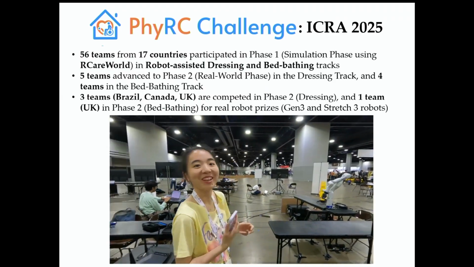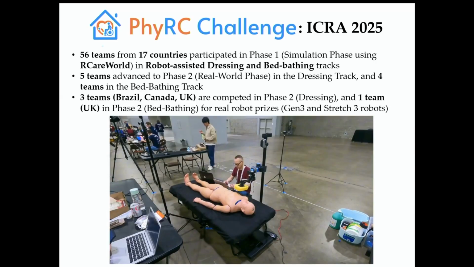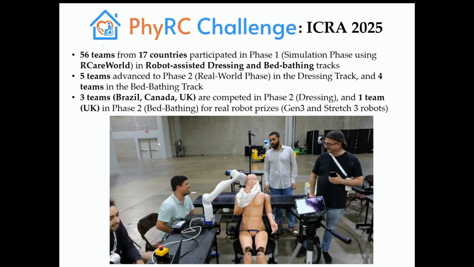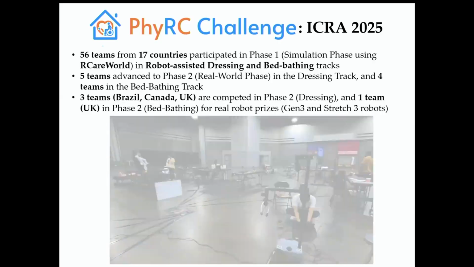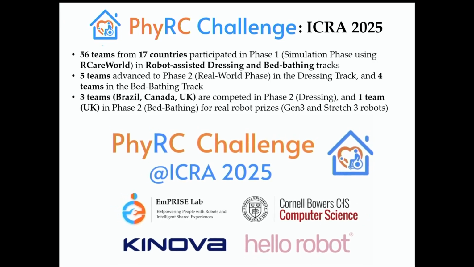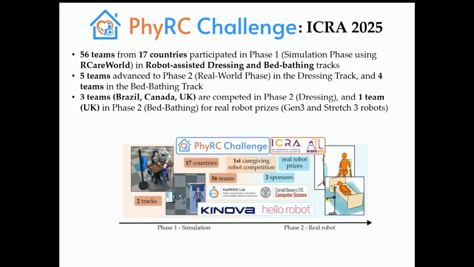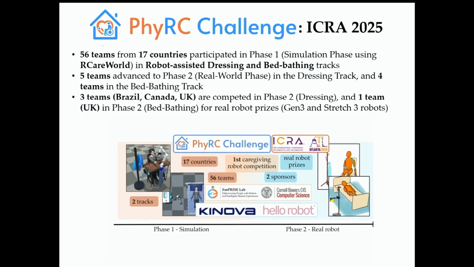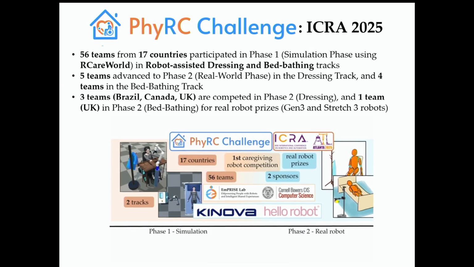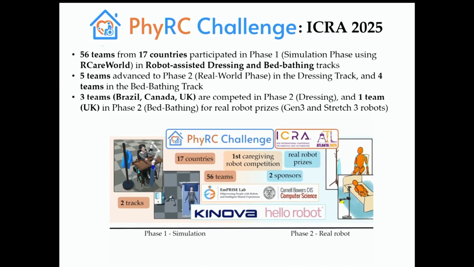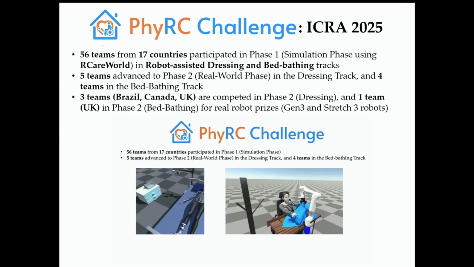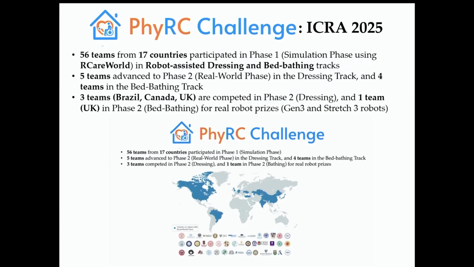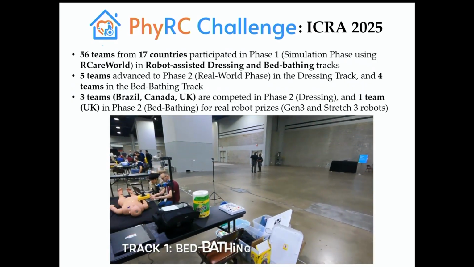just a couple of months back, we did this competition called PhyRC, the Physical Robot Caregiving Challenge at ICRA, which is a robotics conference. In phase 1, the simulation phase, 56 teams from 17 countries participated. Then we selected the top 5 teams that advanced to phase 2, the real world phase. They brought their robots and tried to do bathing and dressing tasks with a mannequin at the conference. The winners for each of these tracks get a robot for free. We were lucky to get good sponsors for this. So we are trying to democratize this more and more.